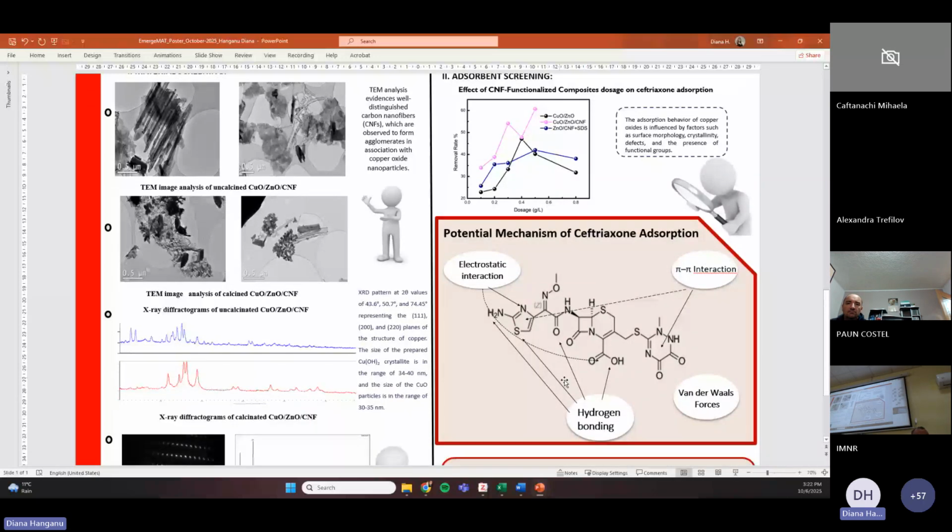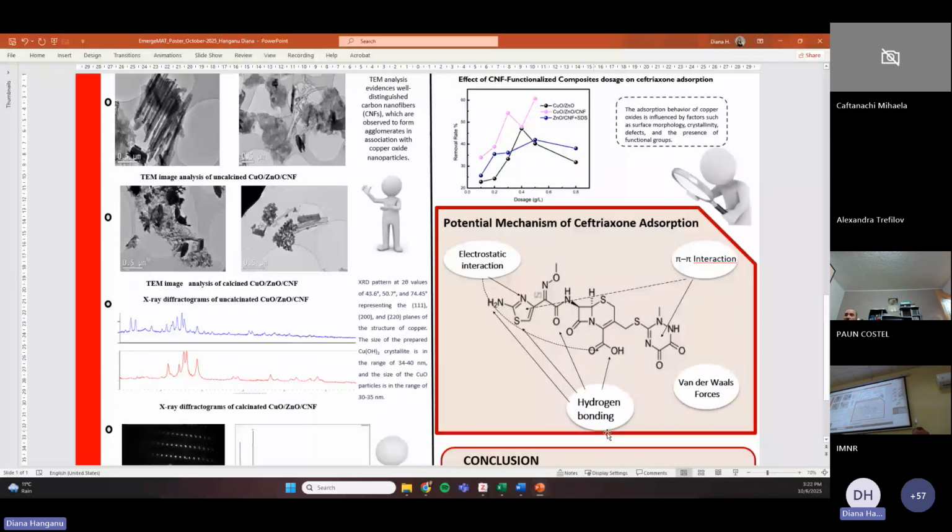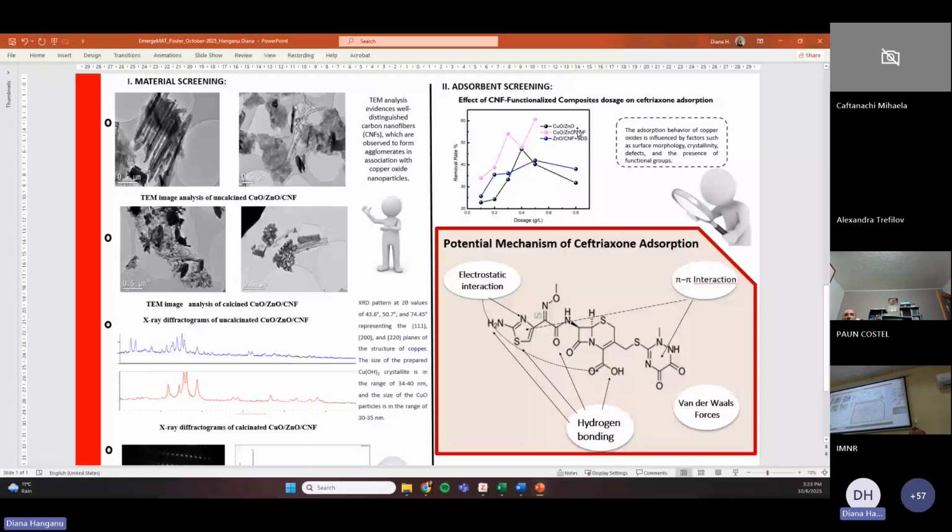As you can see from the chemical structure of the ceftriaxone, it can form some electrostatic interaction based on the nitrogen atom and the carboxylic group, hydrogen bonding with the oxygen group from the ketone and the carboxylic group, the pi-pi interaction, and what is more important, because we have metal oxides in the nanocomposites, it can form some complexation with the carboxylic group from the ceftriaxone, showing that the performance and the efficacy of the material that we synthesized can be used in the future.